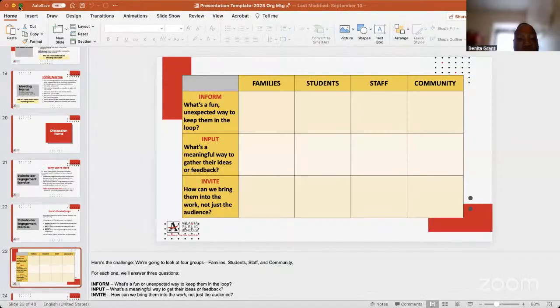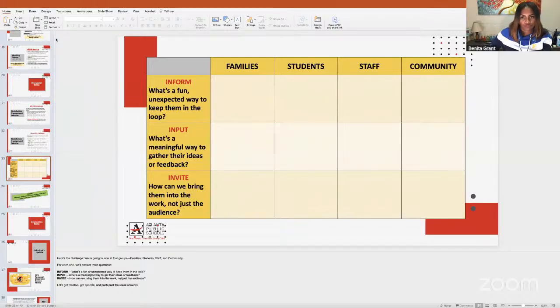Okay. So how will we do that? I guess that's what I was going to ask. We've got to find a way to get that from the parents. I think there's a survey that goes out to parents too. We sent out one last year.